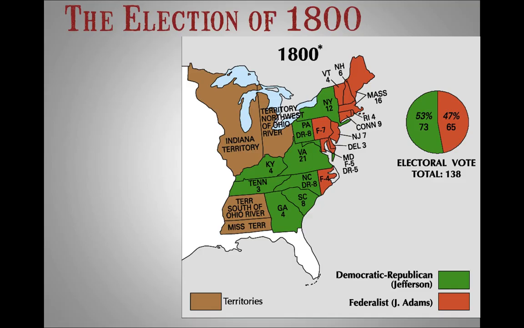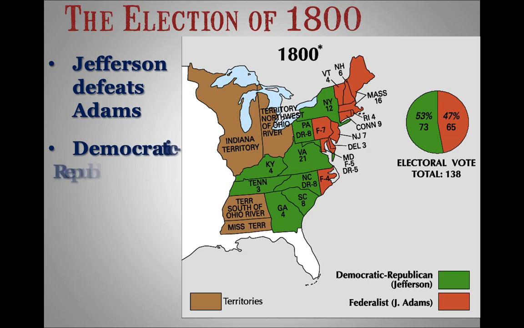So, Thomas Jefferson was elected in the election of 1800. And as you can see, he got 53% of the votes and 73 electoral votes. And John Adams, who was our second president, got 47% of the total votes or 65 electoral votes. So it was very close, but Jefferson does defeat John Adams, so Adams will not get a second term as president.